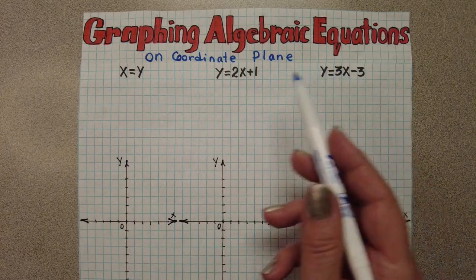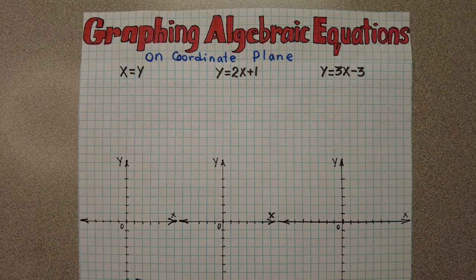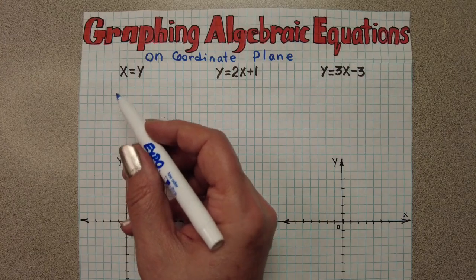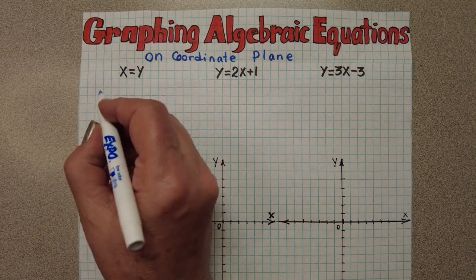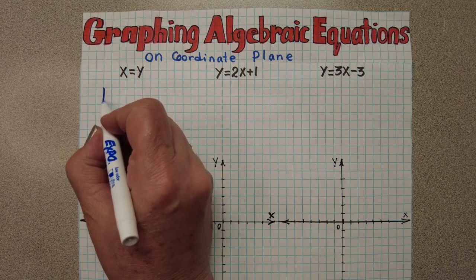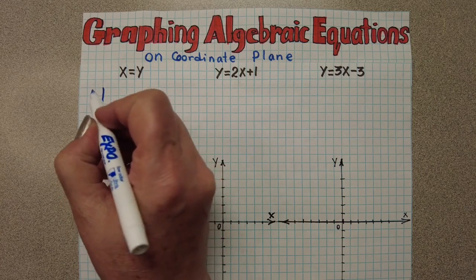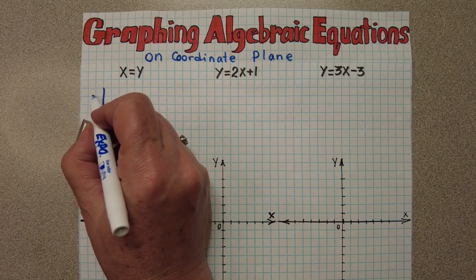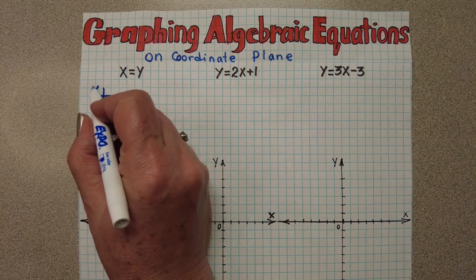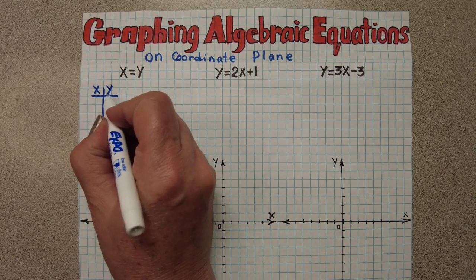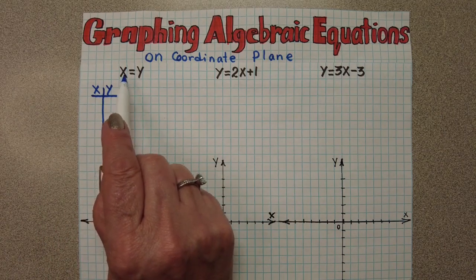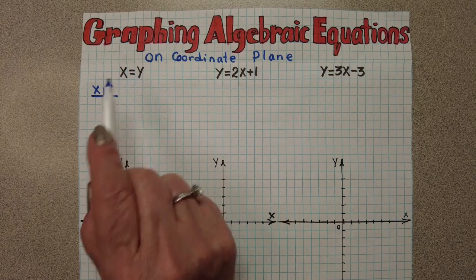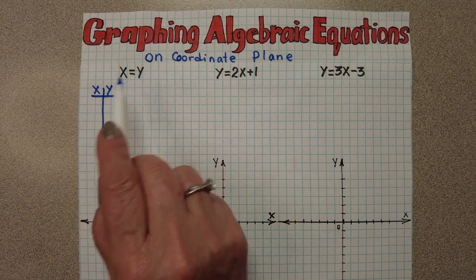Those three equations are linear equations. We're gonna graph them separately. Now let's start from the first one. We have x equals y. We're gonna make a table for this. So we have x and y. We're gonna give them numbers and see the relation between each other.